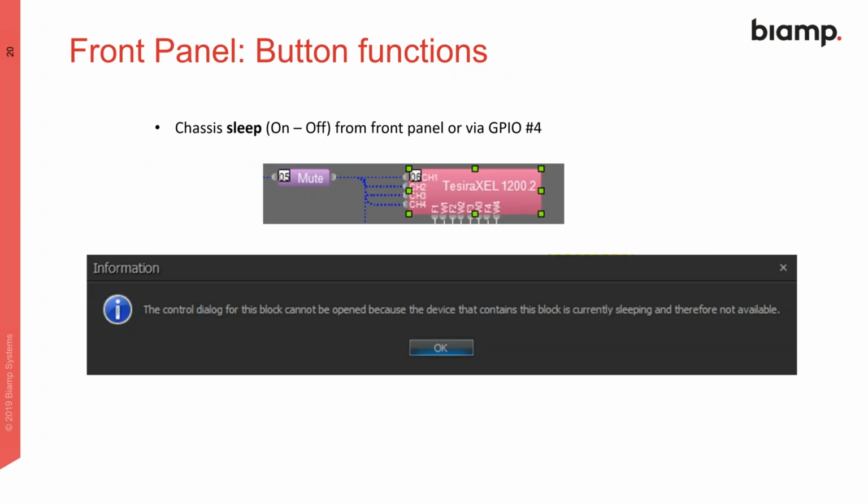Chassis sleep from the rear panel. Once it's gone to sleep, it goes off the network. We've powered down the network ports, we've powered down everything. You do get a warning in Tesira if you try to open the amplifier block, but the system is aware of it, so there are not system faults being thrown or anything like that. The device is in a sleep mode. It warns you that it's currently sleeping and it's not available. Once the amp is woken up again, you can click and open the block.